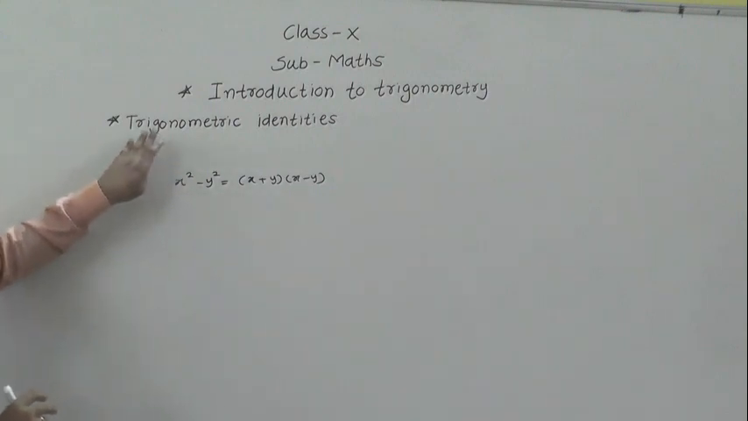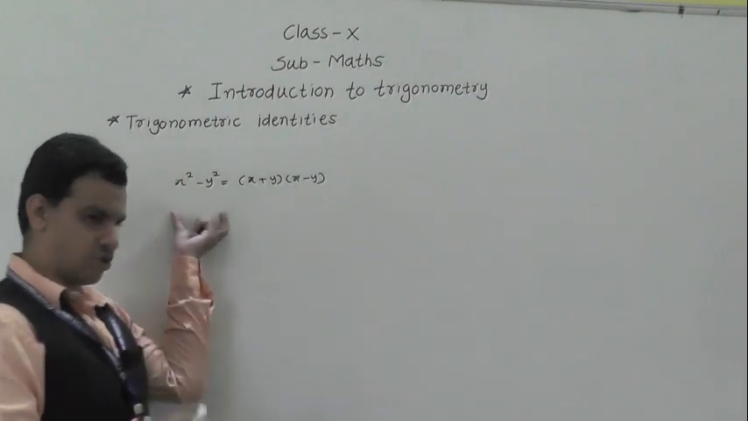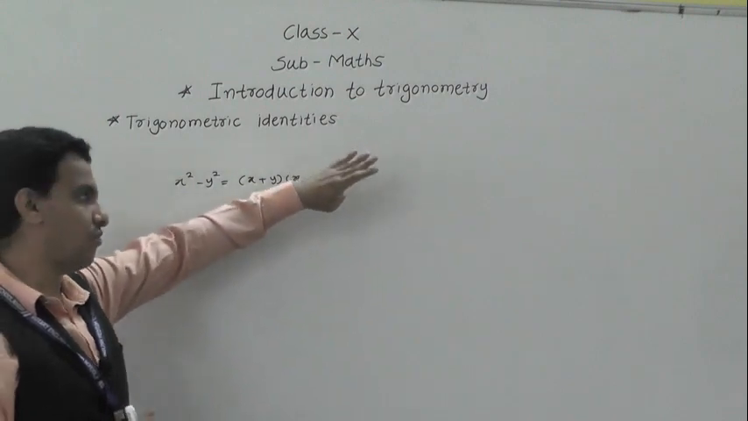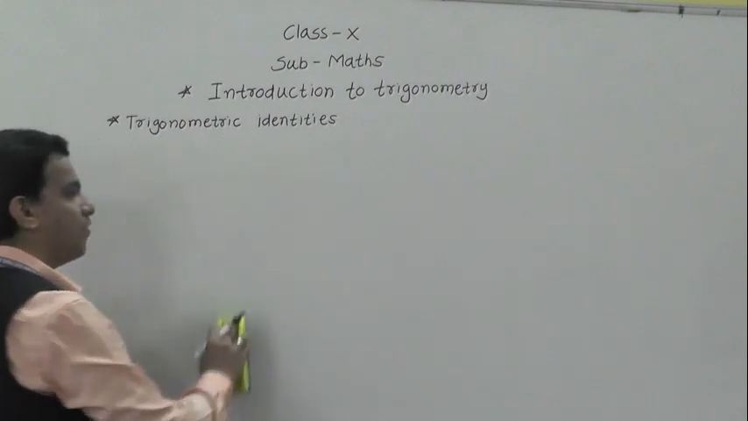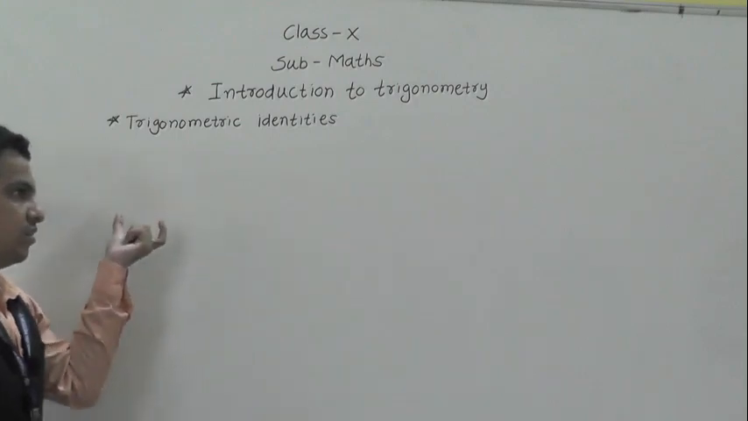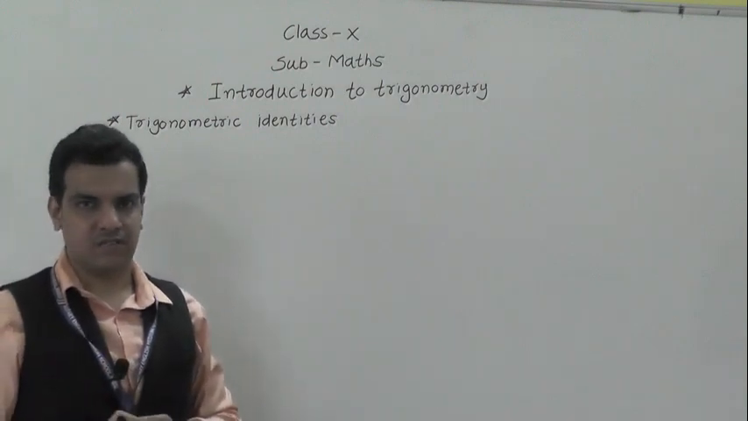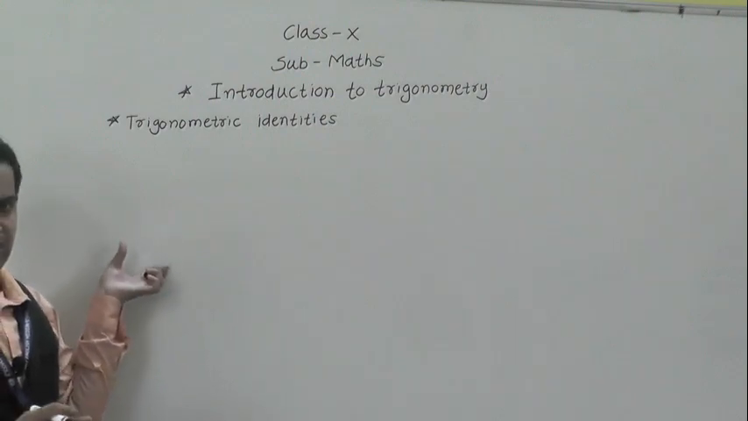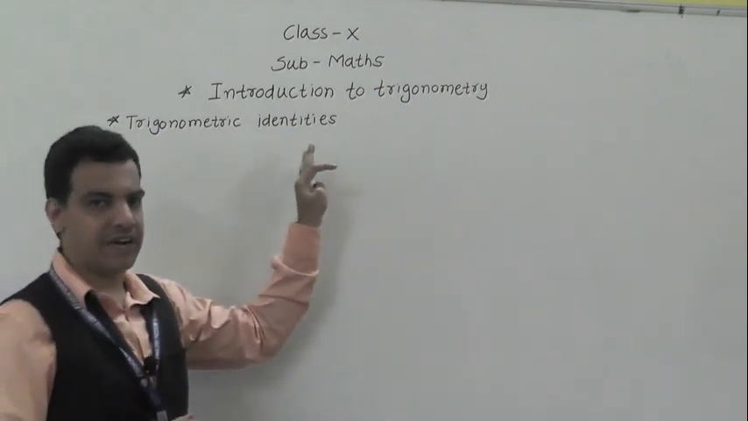So trigonometric identities means an equation in which trigonometric ratios are there, and which is satisfied for all values of theta, or all values of the angle. Here it is an acute angle, but it is satisfied for all angles, acute and obtuse. But for 10th standard we have only acute angles. So now we are going to prove trigonometric identities.